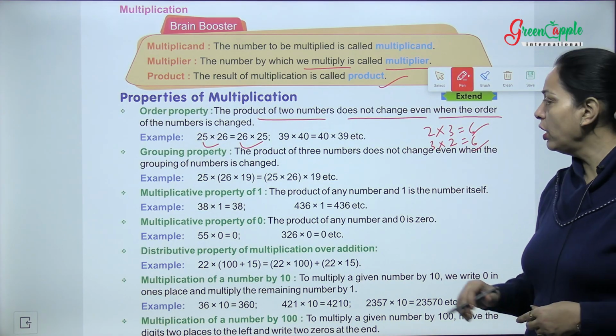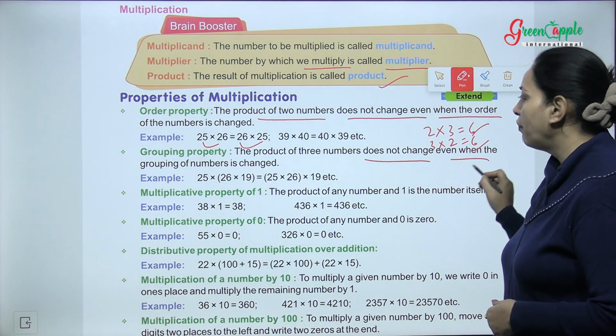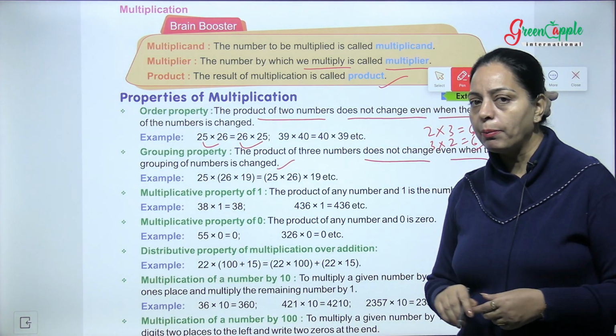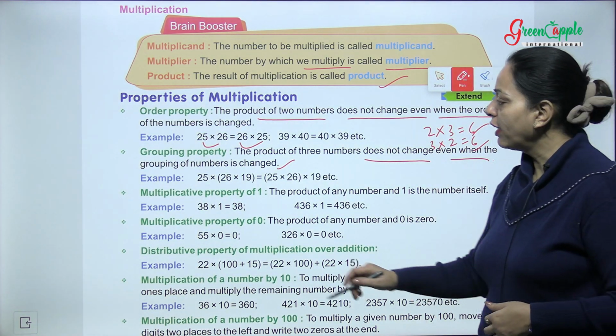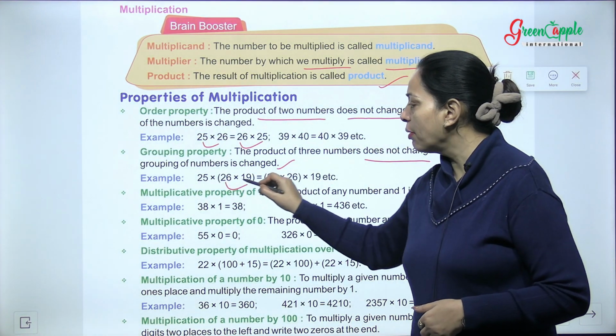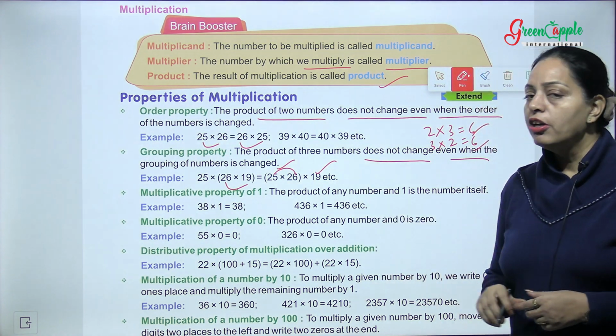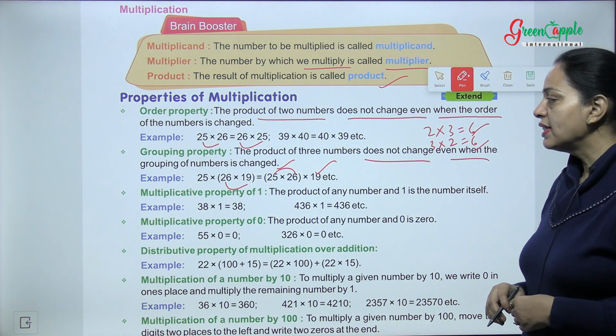Now the next is grouping property. The product of three numbers doesn't change even when the grouping of numbers is changed. If we take 3 numbers and multiply the last 2 numbers and then the first number, or we multiply the first 2 numbers and then the last number, the answer would be the same.